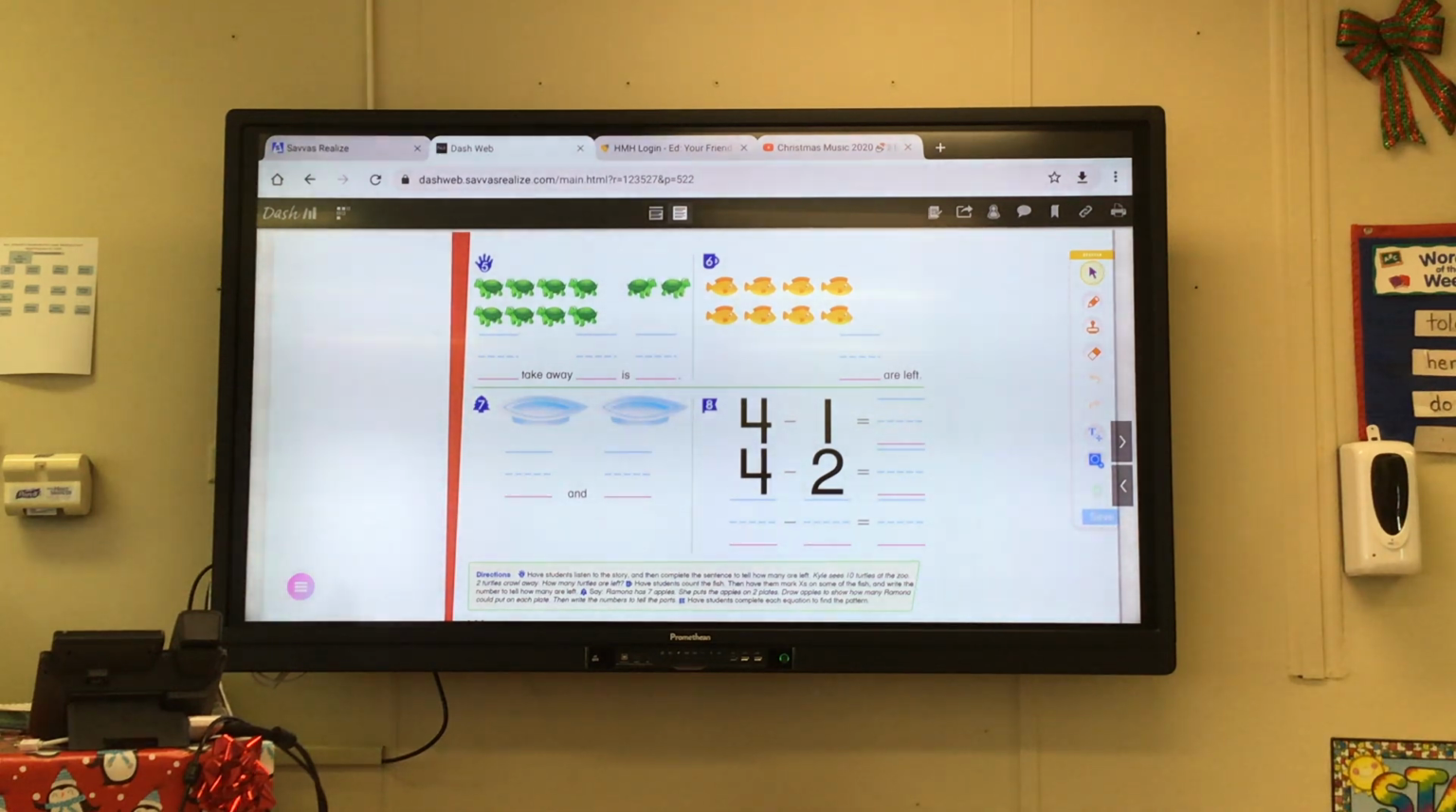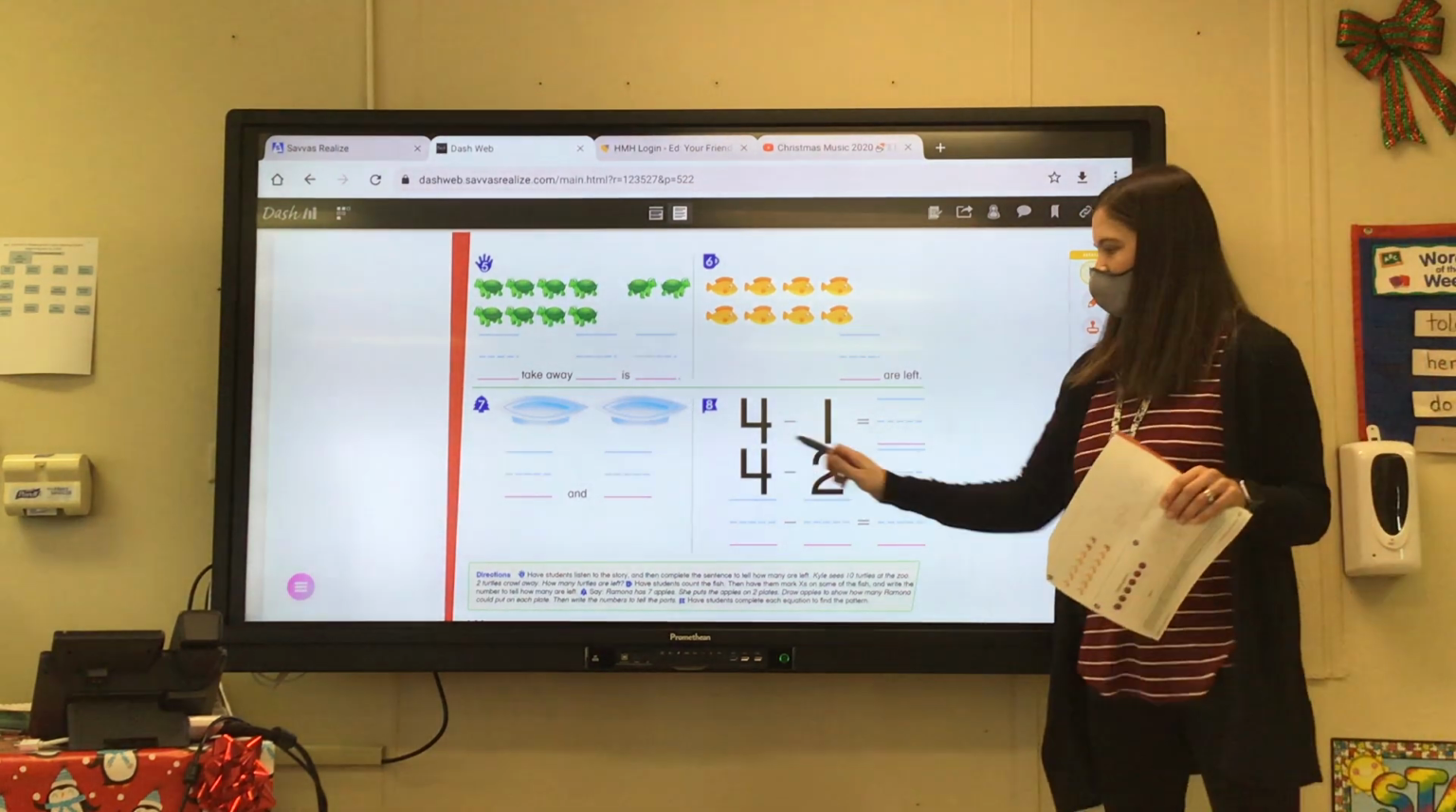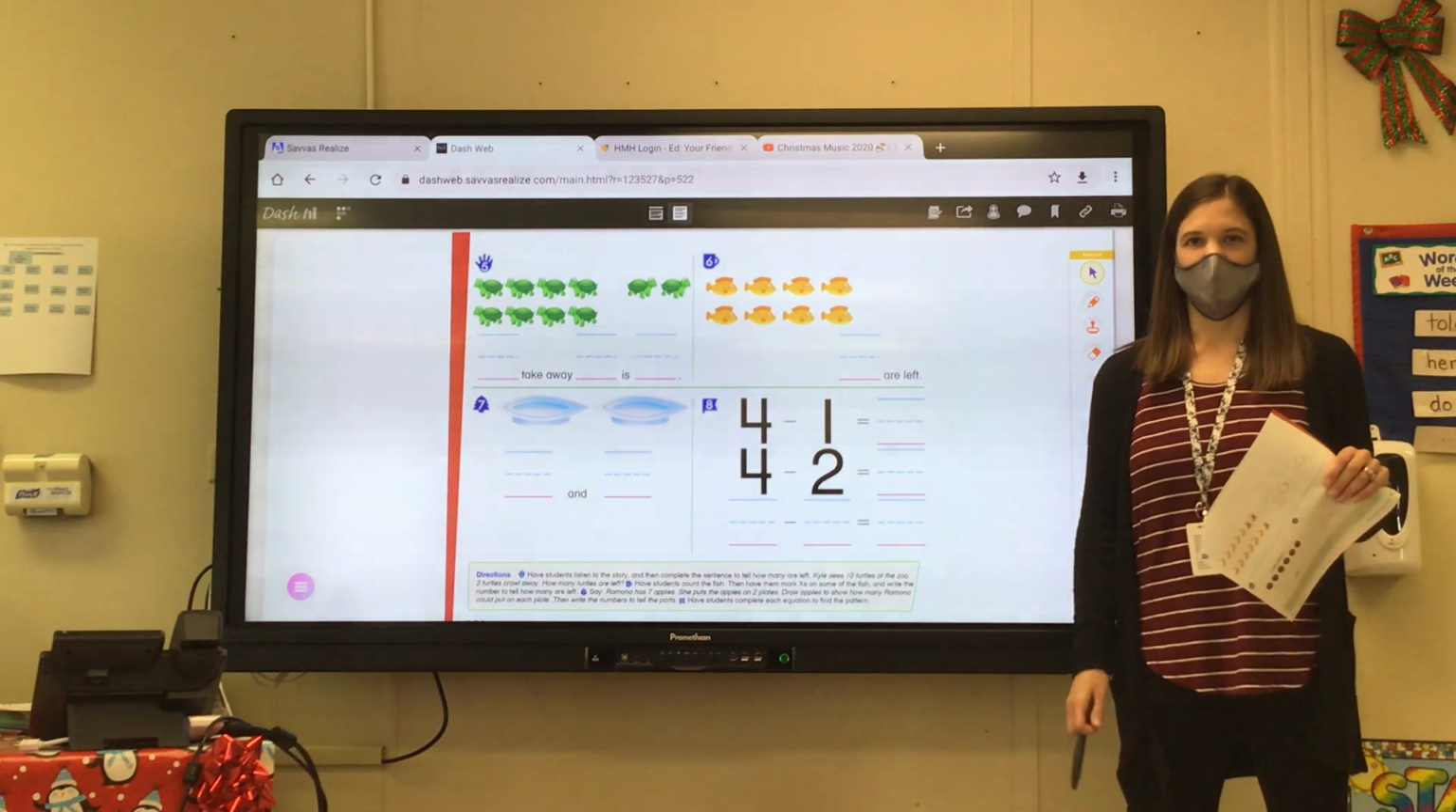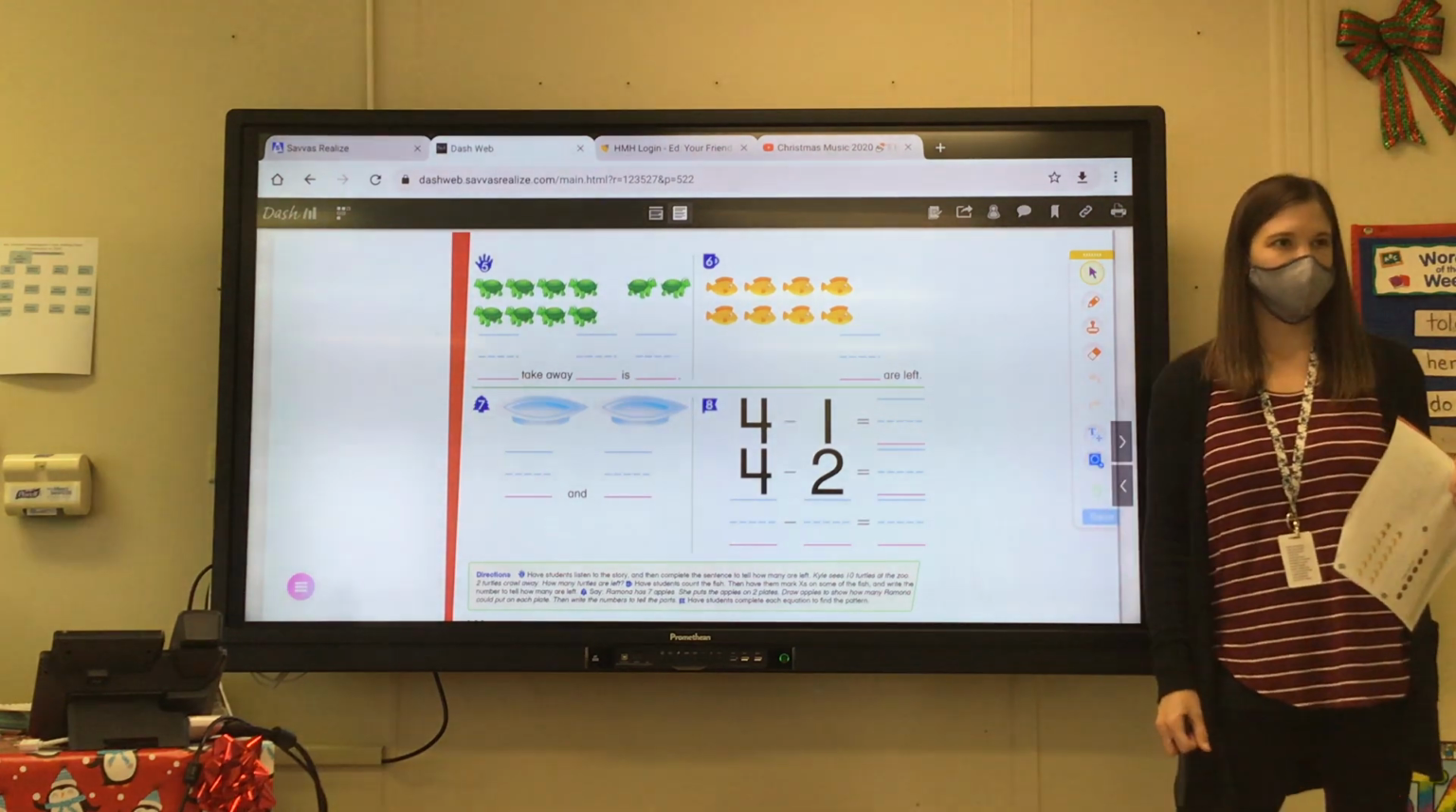Fingers, ready? 4, take away 1. Okay, you have 4 circles, you took away 1. And how many do you have left? Write that number there, that's how many are left. Okay, good. See your pattern now? Let's do 4, take away 2. Okay, now go to the next one. Let's go. 4. And keep your pattern going.